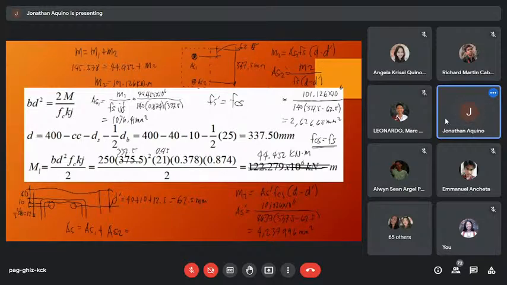So your AS total or tension reinforcement is 1,076.41 plus 2,626.65. So 1,076.41 plus 2,626.65 will give a value of 3,703.06 millimeter squared.